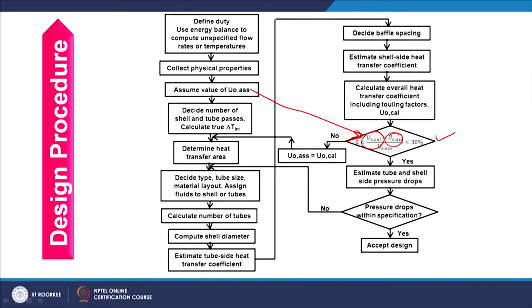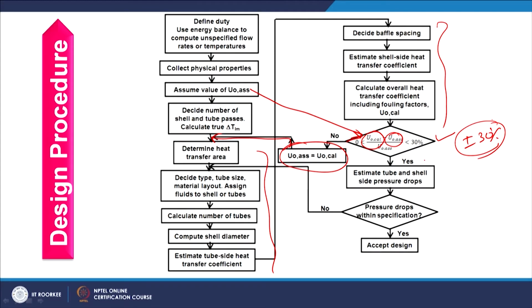Here you should find the difference between the two. If this difference lies within plus minus 30%, your design is accepted. Otherwise, what you have to do? You have to replace the assumed value with the calculated value and start again with the heat transfer area calculation. All these steps you have to repeat to bring the overall heat transfer coefficient value within plus minus 30%.